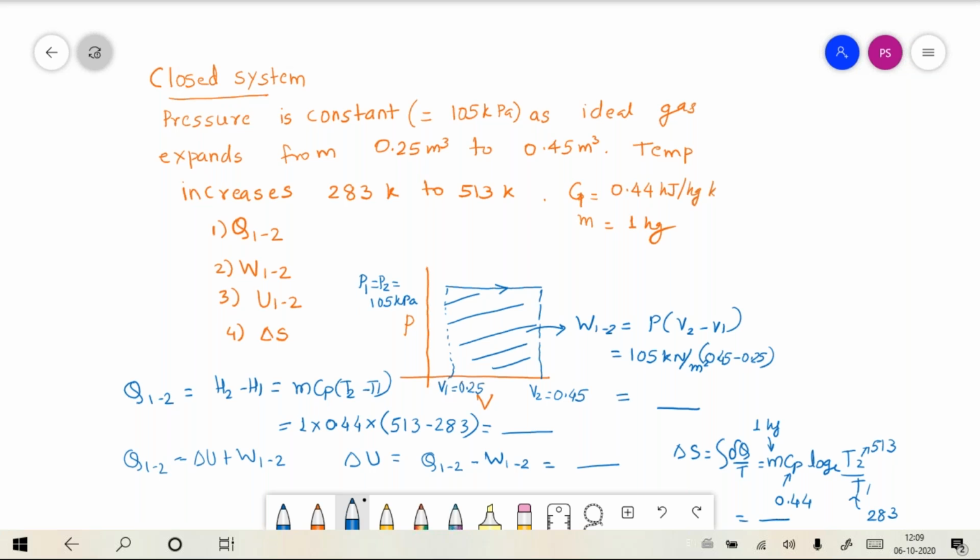Anybody who has got the answer? Neha has got it, yes, Neha, it is correct. Neha, you are right. Kunal and Neha are getting it correct. Anybody from your side?